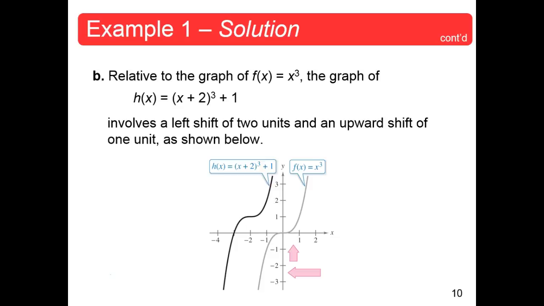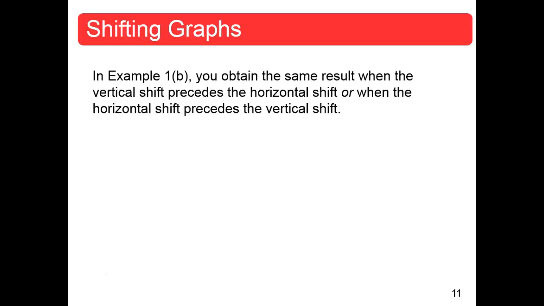And the order really doesn't matter. I kind of like to do x's first and y's second, but that's just me. And you see it's exactly the same shape, just a rigid transformation. Any questions on that? In example 1b, you obtain the same result when the vertical shift precedes the horizontal shift, or when the horizontal shift precedes the vertical shift. Doesn't matter which order you do them, just do them both.